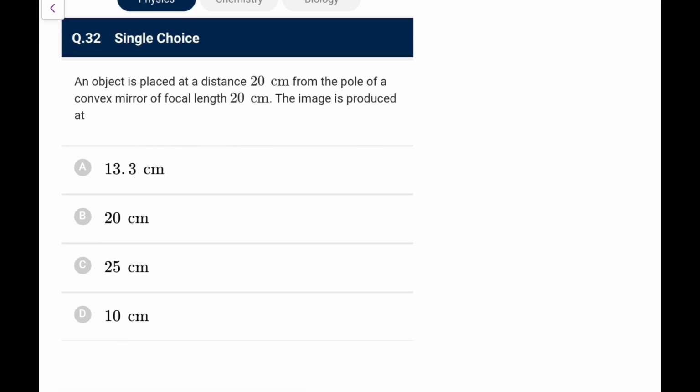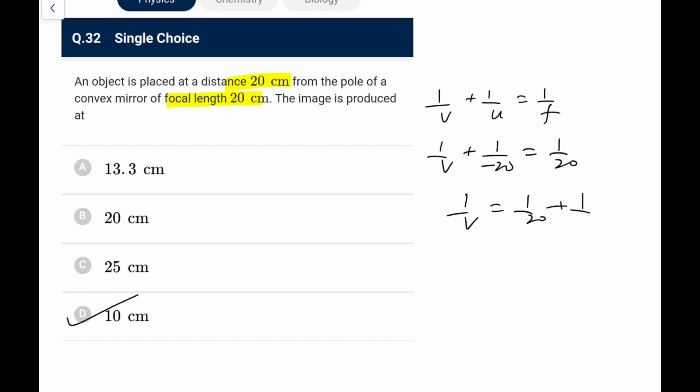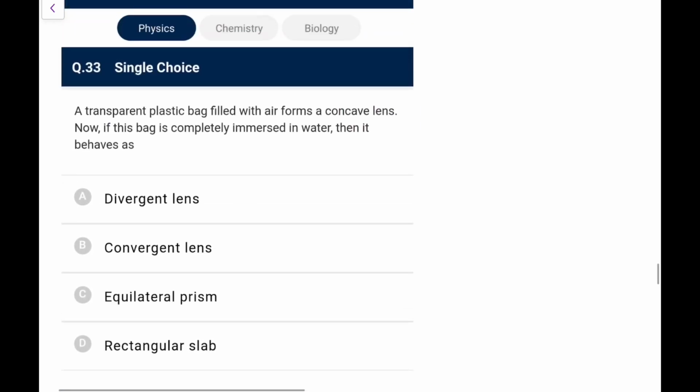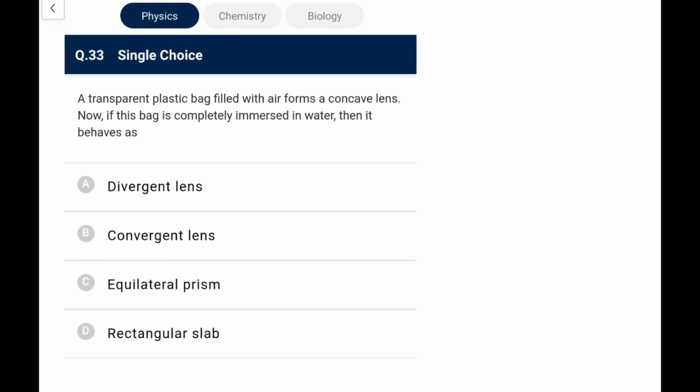An object is placed at a distance 20 from the pole of the convex mirror of focal length 20 centimeter. The image, you know, it would be formed at f by 2, that is 10 centimeter. How do you do this? The formula of the mirror is 1 by v plus 1 by u equal to 1 by f. So here u is minus 20 but focal length is plus 20, so 1 by v would be 1 by 20 plus 1 by 20, that comes out as 1 by 10, so v is 10 centimeters. This is option D.